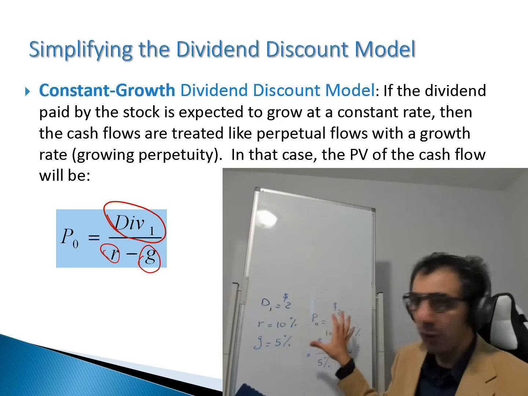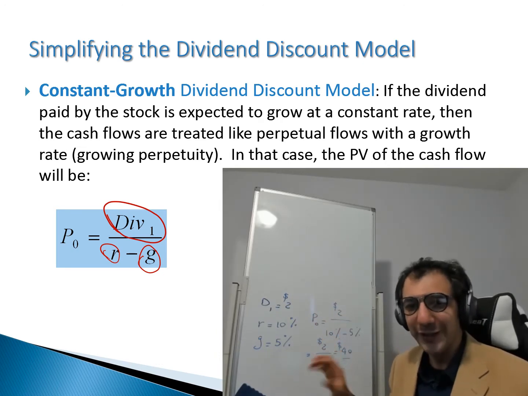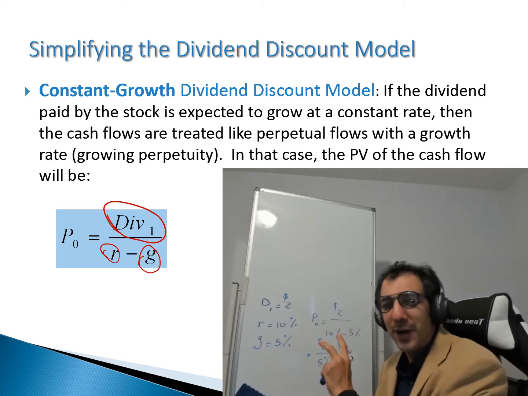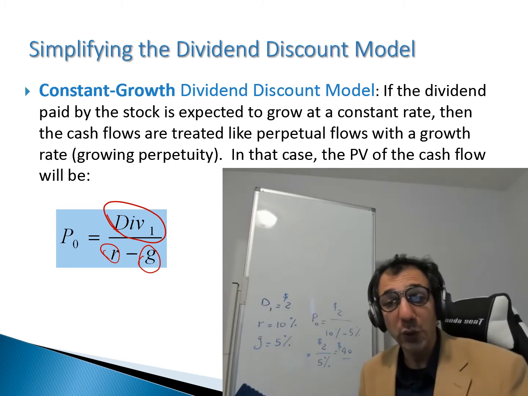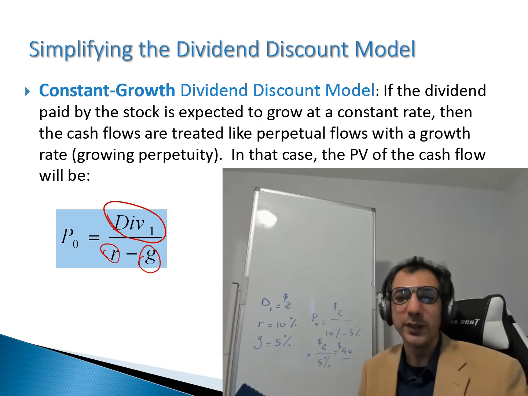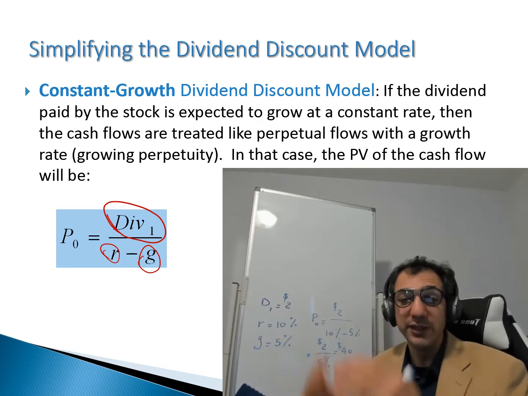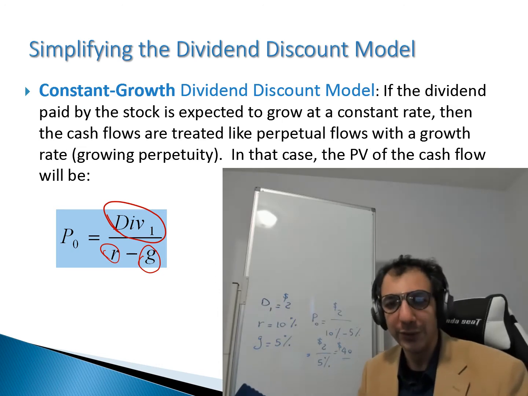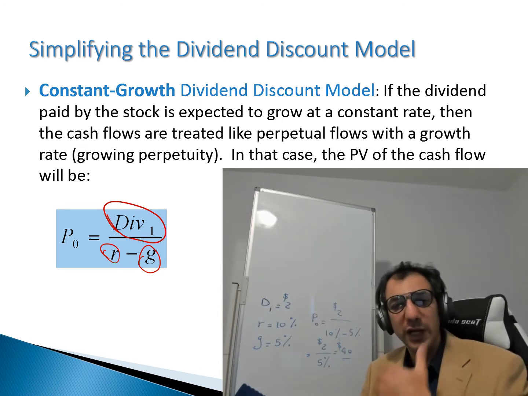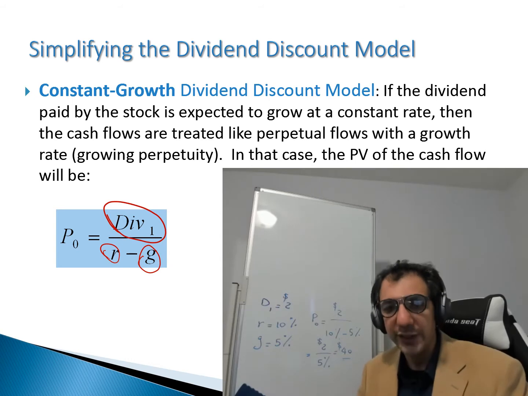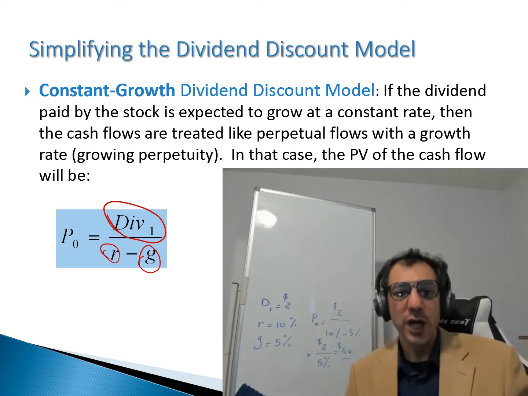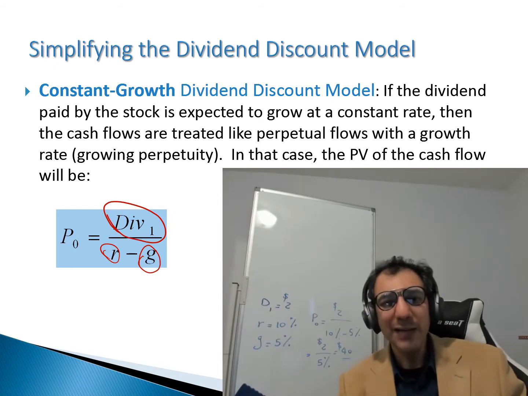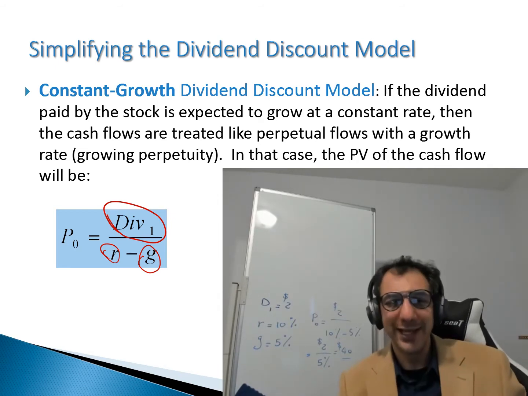I will talk more about this formula in the last lesson of this module when it comes to review and offering some hints. This formula is also called Gordon. Myron Gordon was the first person who came up with this idea, so this formula is also known as the Gordon formula. I will talk about it in further detail, but for now, that's how we use this to find the stock price.